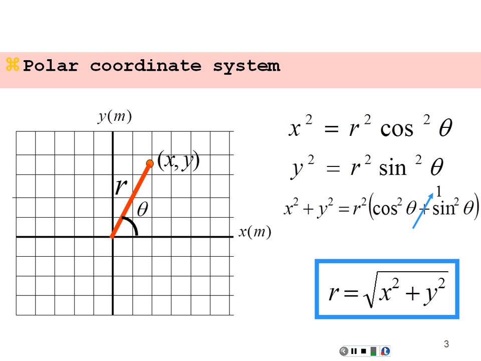So I can convert from a Cartesian coordinate system, x and y, easily to a polar coordinate system, r and theta. This is important not only for this new coordinate system, but this is the kind of mathematical techniques we want to use if we're going to be using vectors.